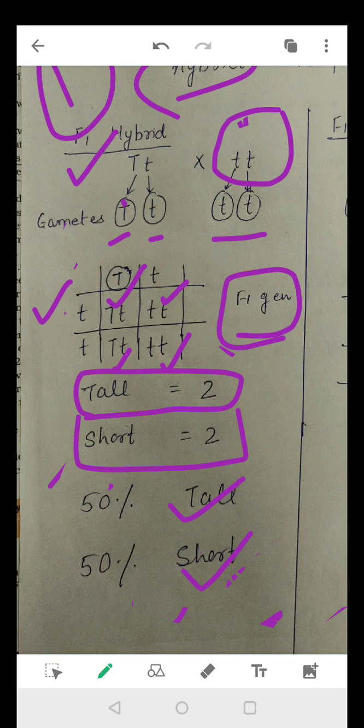Right? This part is exactly similar to the test cross we've just discussed. Okay, so your first possibility resembles your test cross, one of the possibilities of the test cross. Very good. And remember, a test cross is a special type of back cross.